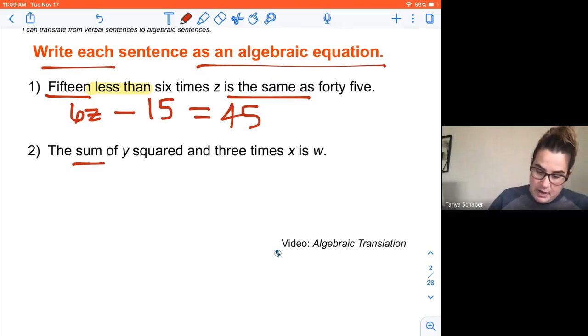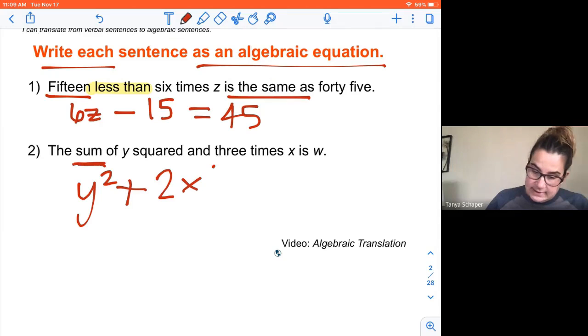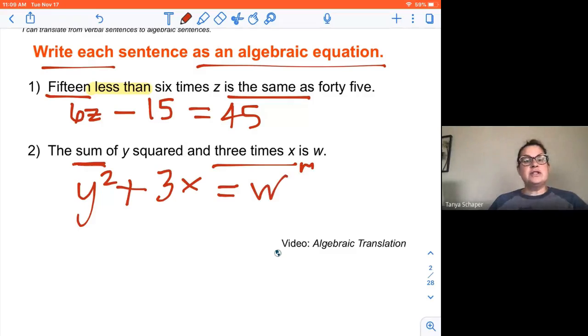The sum of, so sum means I'm going to be adding. I'm going to add together y squared and 3 times x. Not sure why I put a 2. Let's fix that to a 3. Is, that's my equals, w. So the sum of y squared and 3 times x is w. Y squared plus 3x is w.